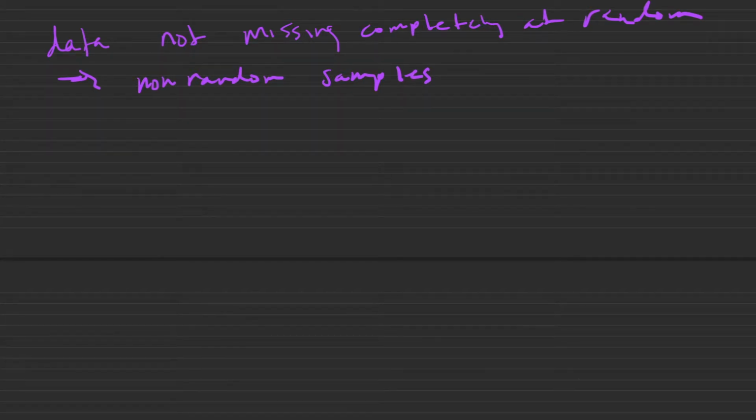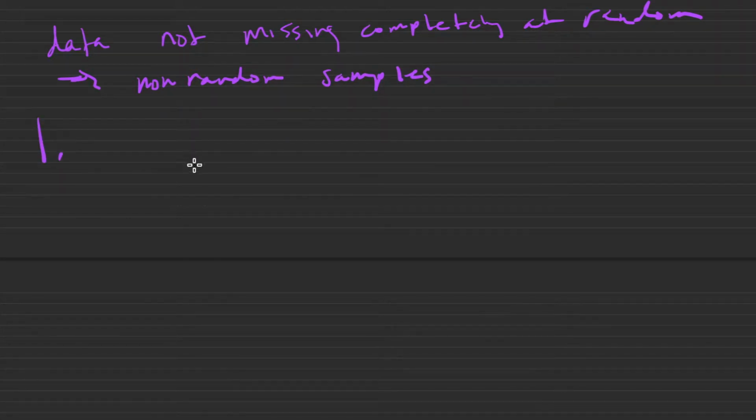In this video we're going to discuss the non-random samples that occur when data is not missing completely at random. This may occur if, for example, education is missing more frequently for people with lower levels of education. There are a few cases of non-random samples when data is not missing completely at random.